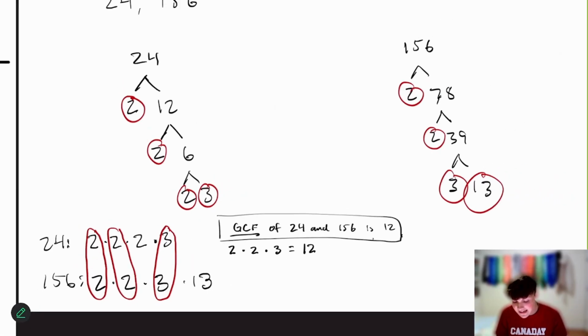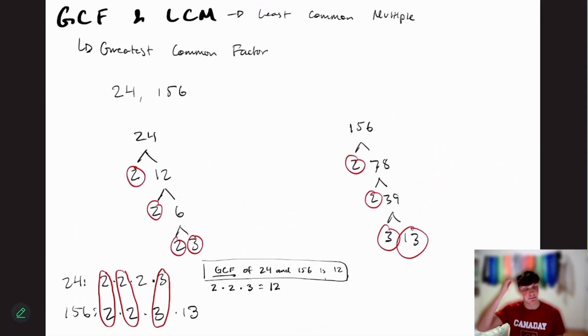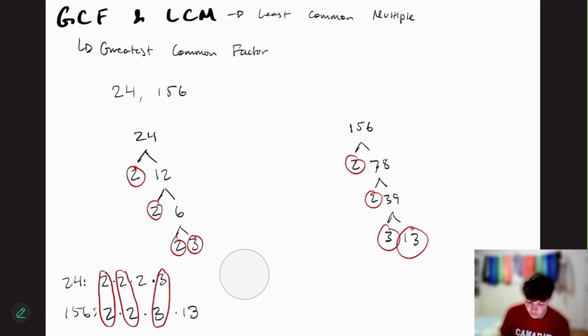Okay, so the technique to find a GCF is very simple, right? You take the two numbers, you break them into their prime factors, and then you multiply the shared prime factors together. You see whatever is shared between the two numbers, and you multiply them together. So that's GCF. Now, what about LCM?